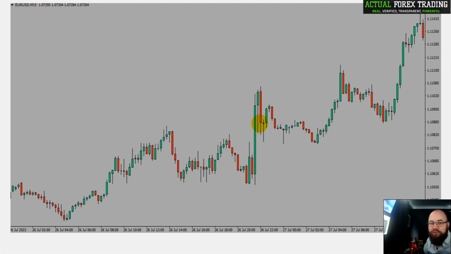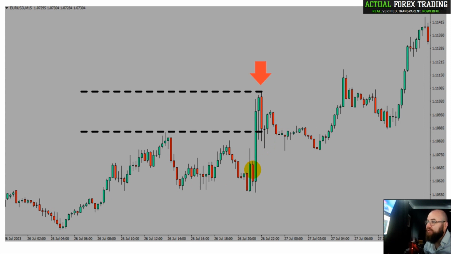Looking at the bodies, let's not focus on the candle wicks in this video. If we look at the bodies, you'll see that some candles, such as this one, are much bigger than the previous candle. And if we have a look here, we have a bearish engulfing candle setup.